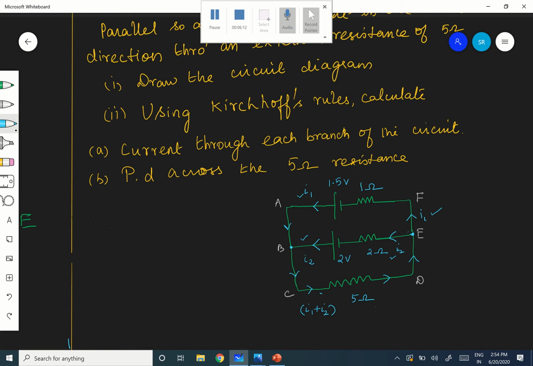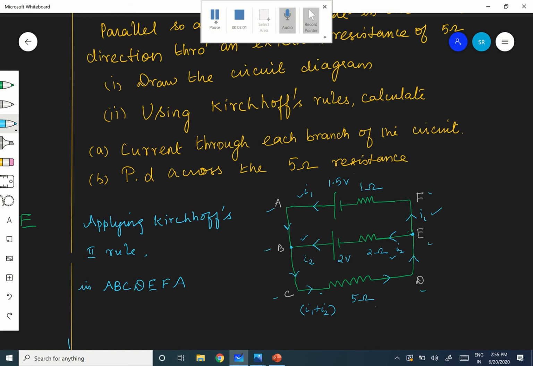So, what to do? Using Kirchhoff's rules. First, we can apply Kirchhoff's second rule, in the loop A, B, C, D, E, F, A.